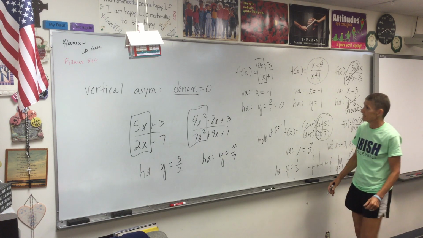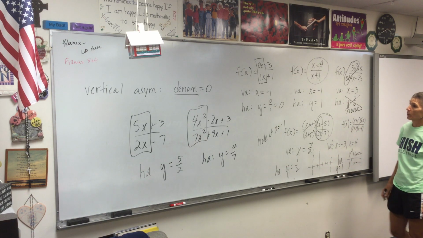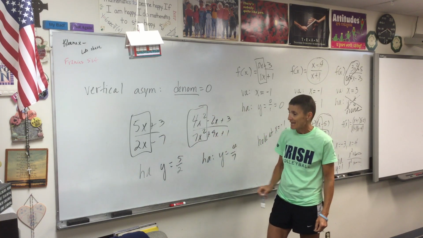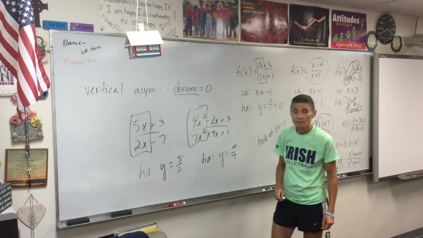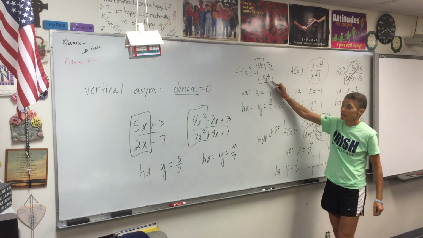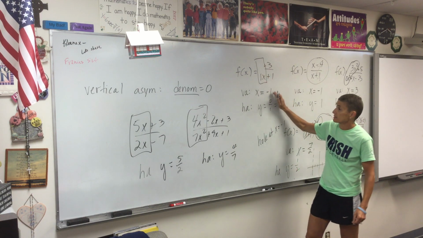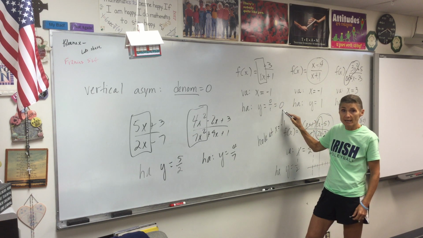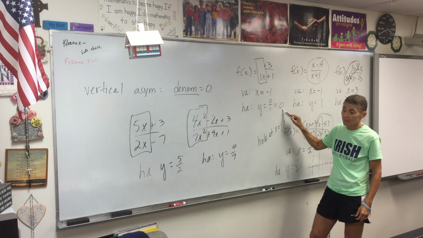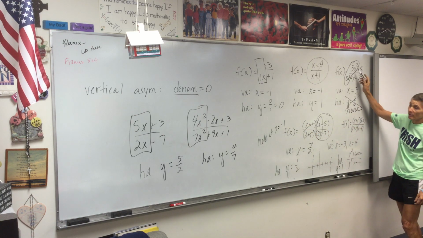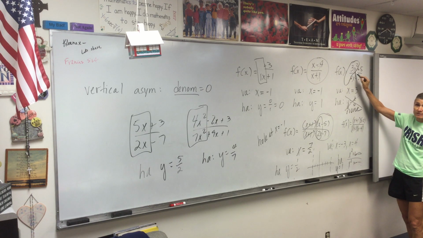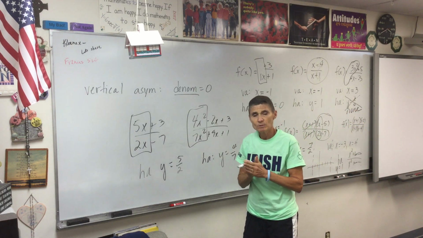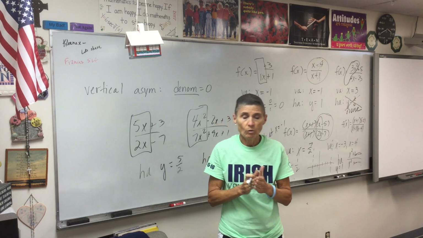So the moral of the story is, if the powers on the top and the bottom match, that's your horizontal asymptote. If the power on the bottom is bigger, this one, remember, didn't have an x down there, your horizontal asymptote's going to be at 0 every time. If the power on the top is bigger, remember, this didn't have that, there will not be a horizontal asymptote. There will be another kind of asymptote that we'll discuss at some point, but it won't be horizontal.